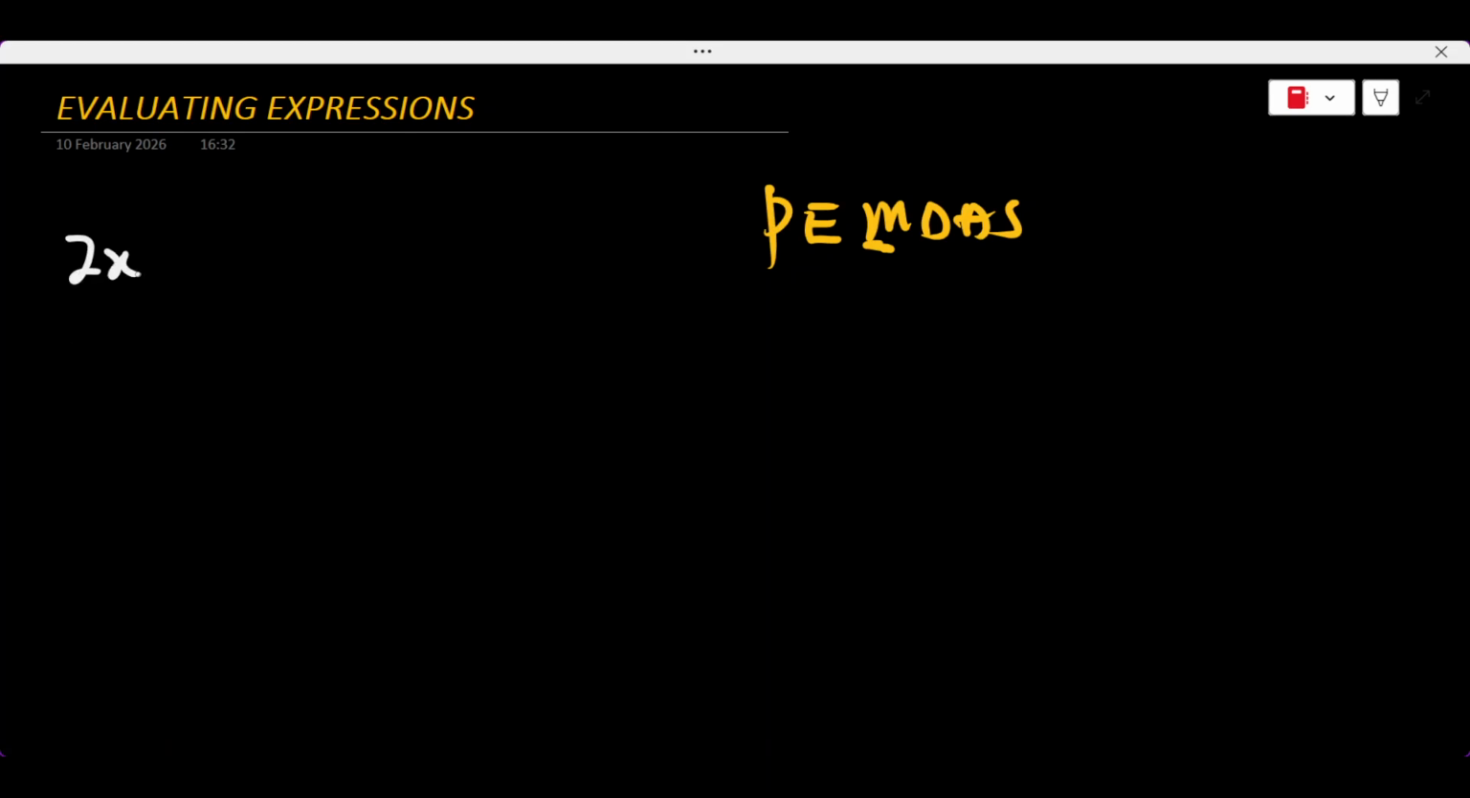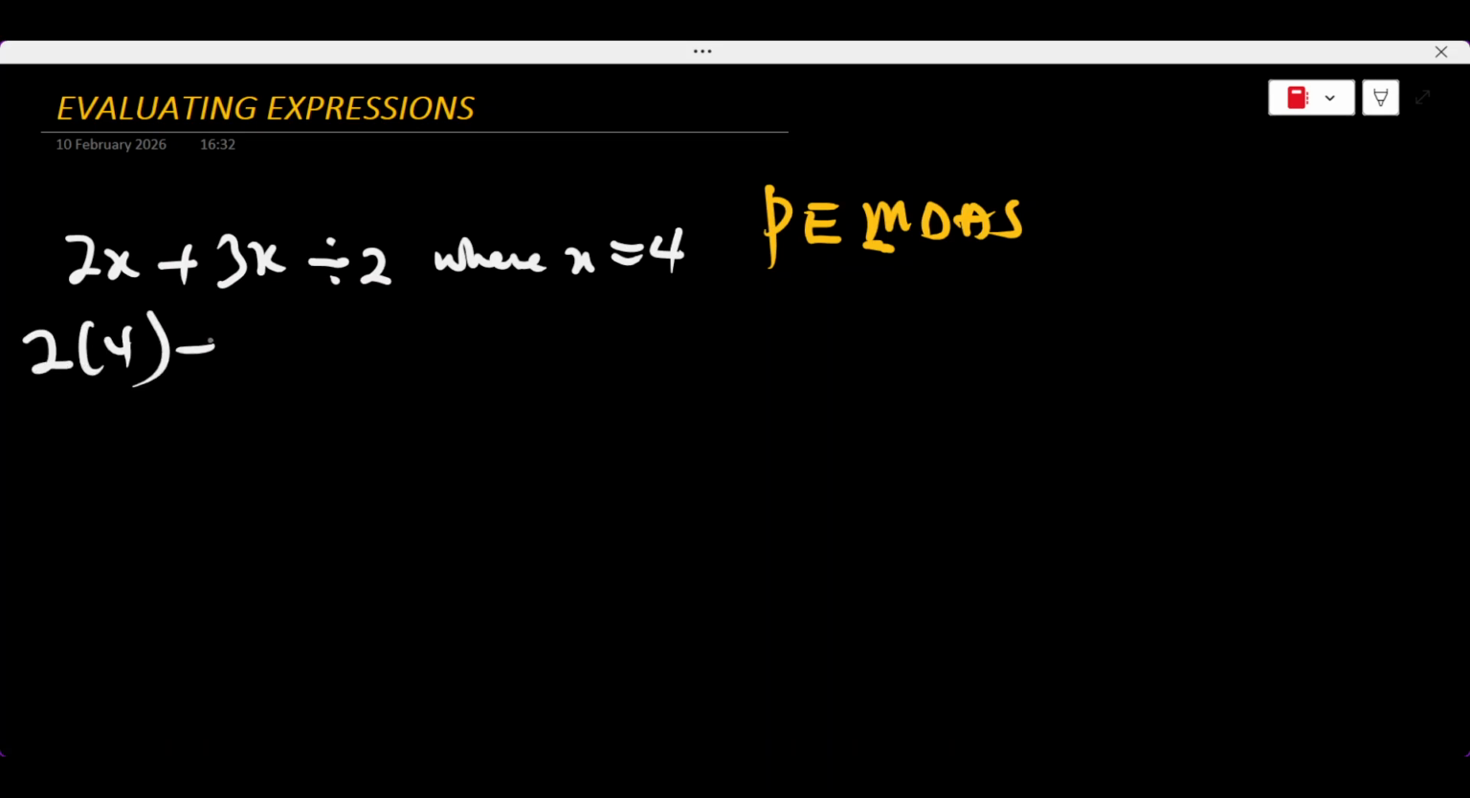2x plus 3x divided by 2, where x equals 4. So we are replacing what? x with 4. So we have 2 times 4 plus 3 times 4 divided by 2. 2 times 4 gives us what? 8. Plus 3 times 4 gives us what?